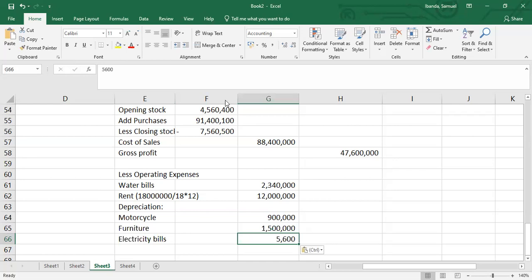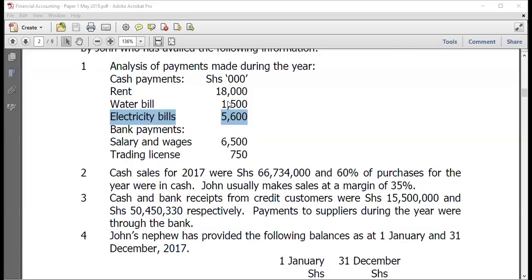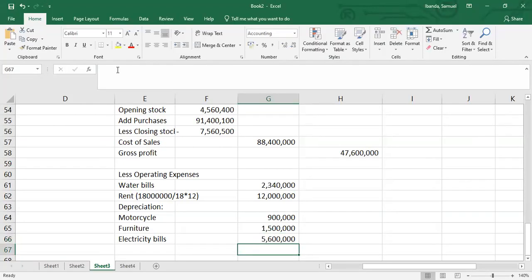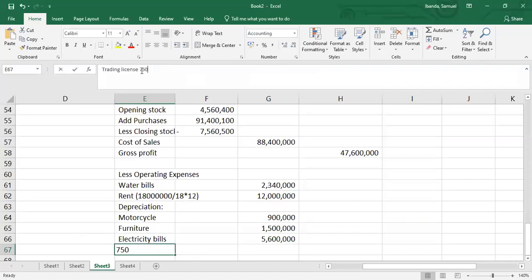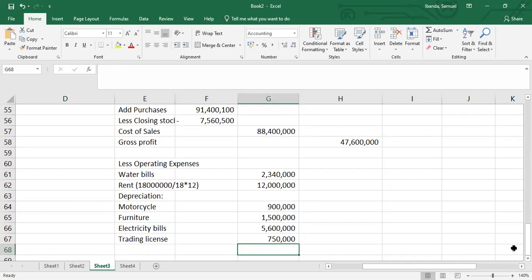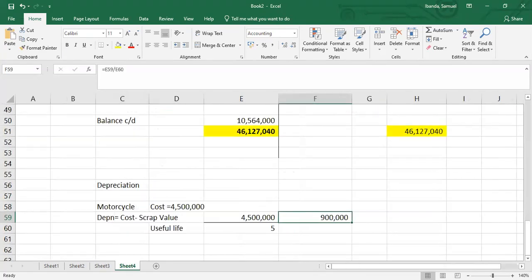Like that. It should be in a thousand. Since I'm working in a thousand, let me just add the 3 zeros. So that is the value, 5.6. Okay, so we have electricity bill. Then the other was salaries and wages, which I'm going to do a calculation on. But before that, let me first get this trading license that is open here, 750. So just go to trading license, as it's also an expense, and record it there. It didn't have any additional information, so that's why I record it immediately. So this is 750,000, like that, okay?